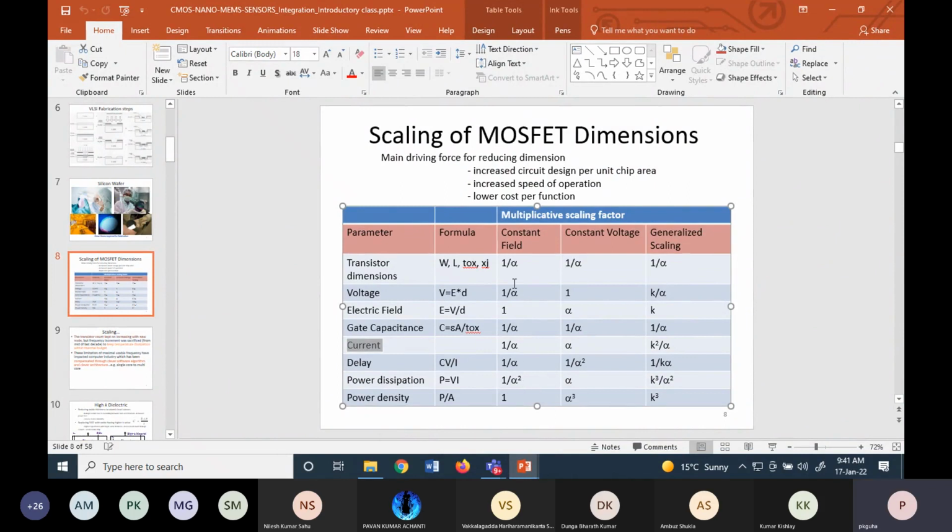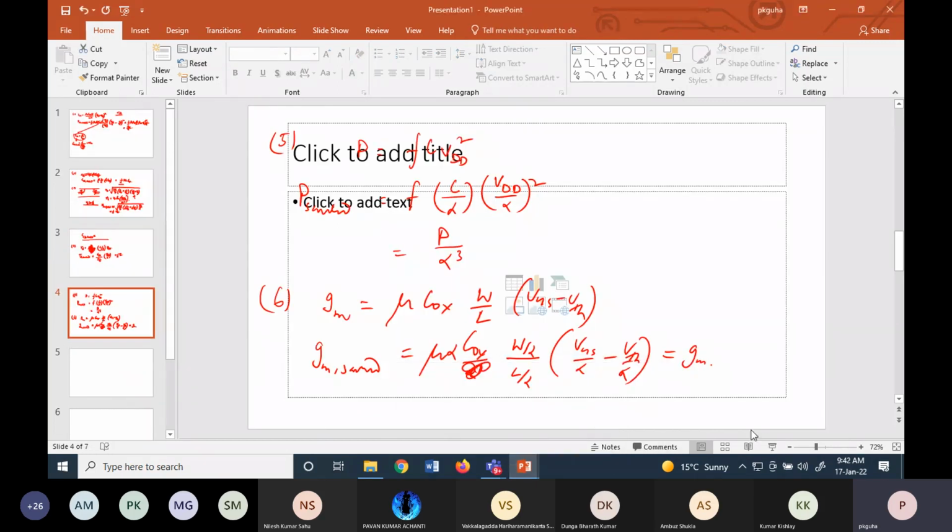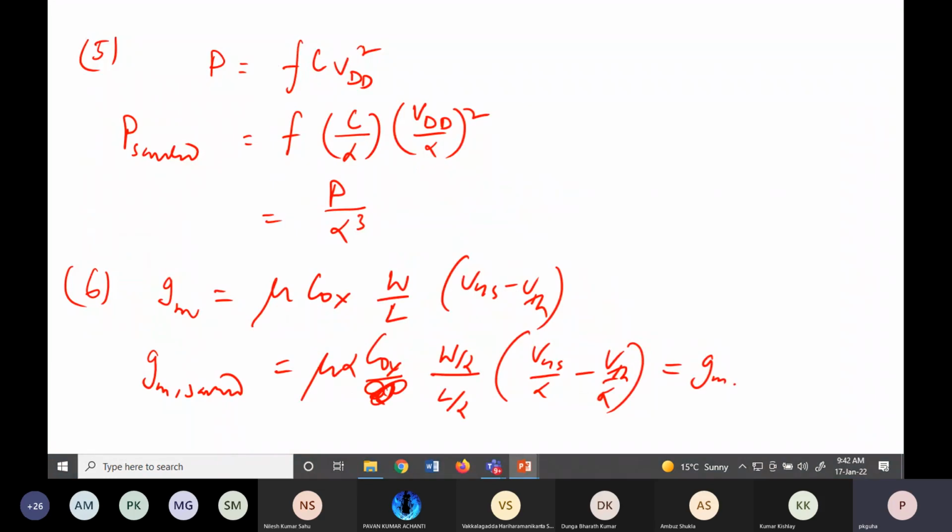Now, you can see the current, the power, the delay, the power dissipation, and so on. So these you can see and tally with your calculations. One point I did mention while I was discussing is constant voltage scaling and constant field scaling. Let me reiterate once more, this constant field scaling has several advantages, particularly for delay and power.